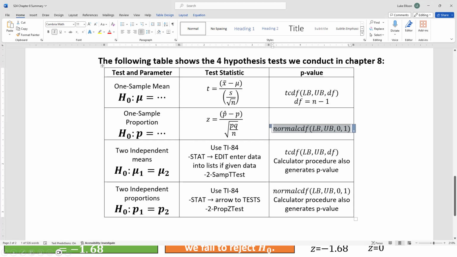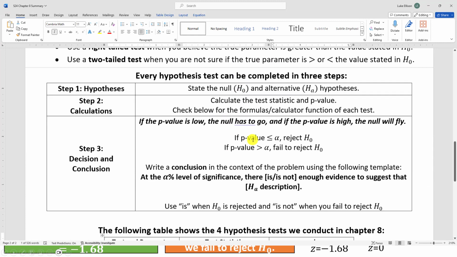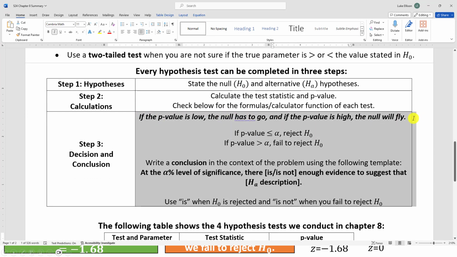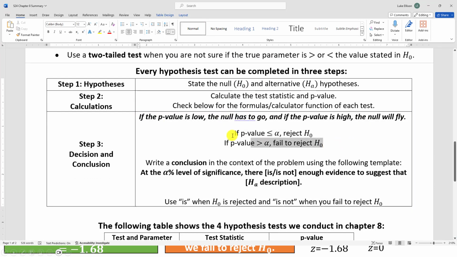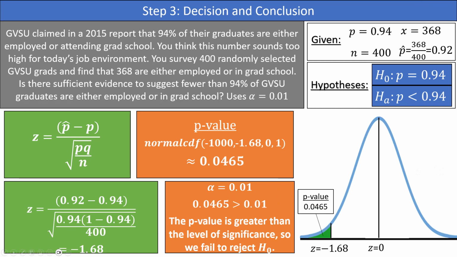Once again, if you are struggling with remembering some of these sayings, I've got the saying right here, as well as the hypothesis testing rule. In this case, the p-value was greater than that level of significance, so we are not going to reject our null hypothesis. Finally, we can write our conclusion.